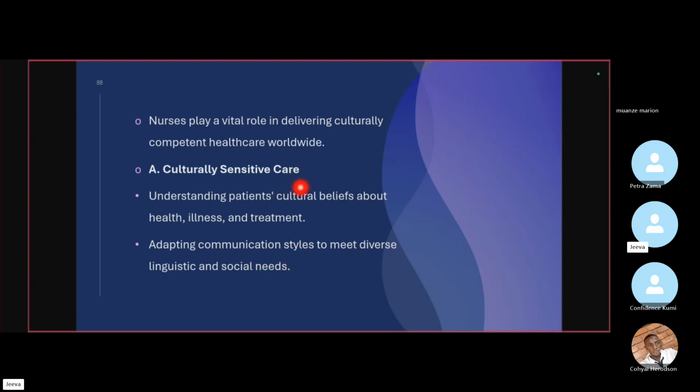So nurses play a vital role in the delivery of the healthcare system. You should have proper communication and properly understand your patient. What are your patient's cultural beliefs about health, treatment, illness, and everything, you should understand first. Then you should adapt your communication style also. If they don't understand your language, you should try to communicate in their own language and meet the diverse linguistic and social needs also.